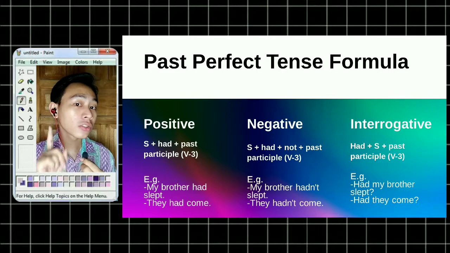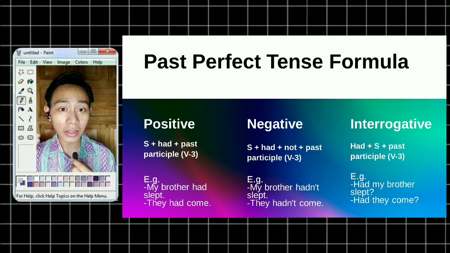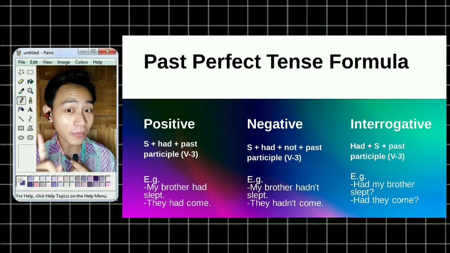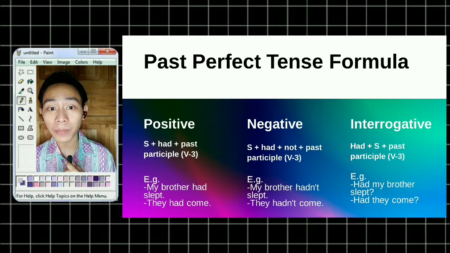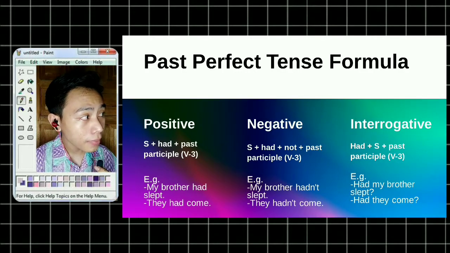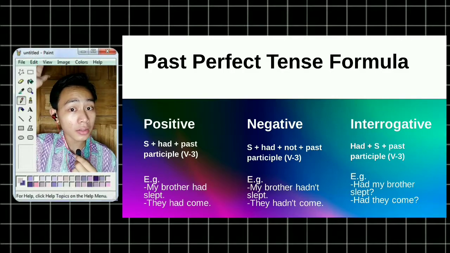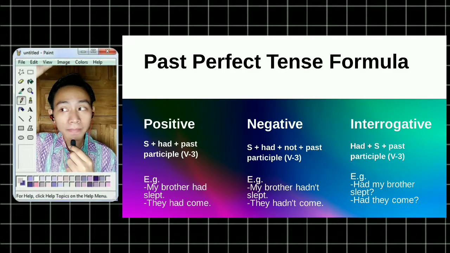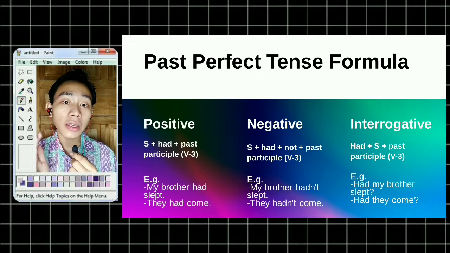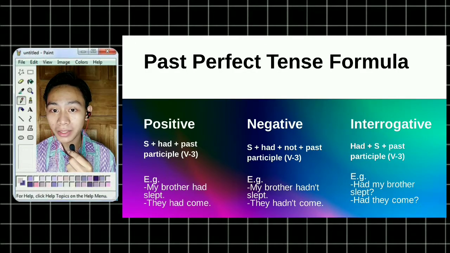Okay, next, interrogative sentence. The formula is had plus subject plus past participle, verb 3. And don't forget the question mark, okay? For example, had my brother slept? Had they come? Okay, now, do you have any questions? Does everyone understand so far? Okay, if there are no questions and everyone seems to understand so far, then we will do some quizzes.